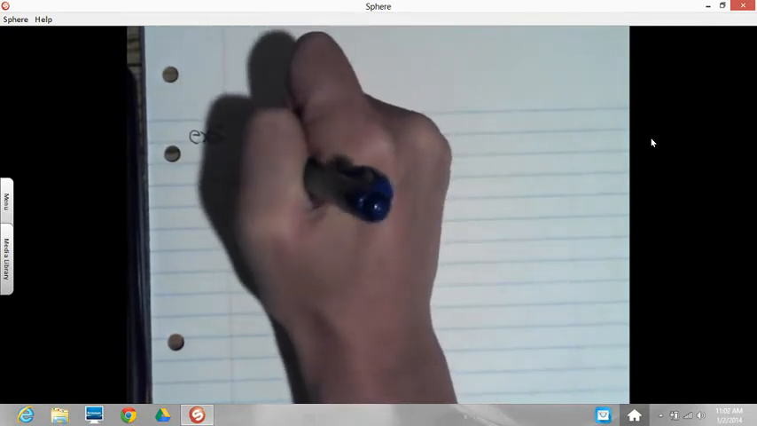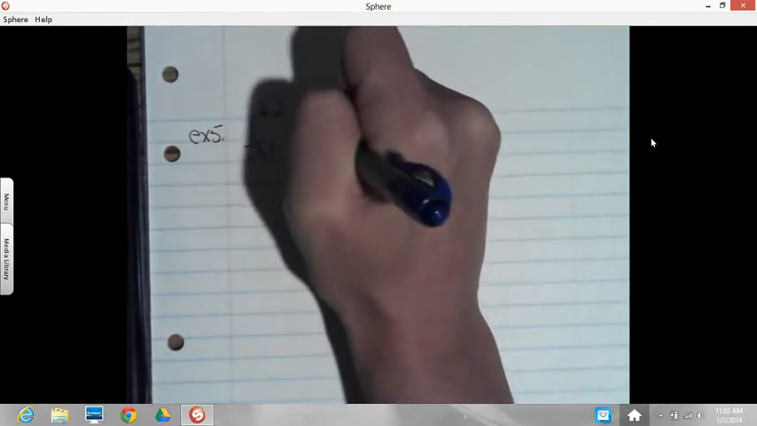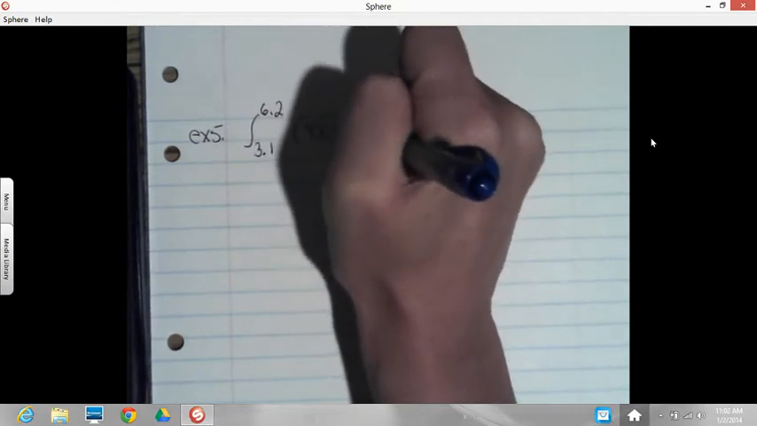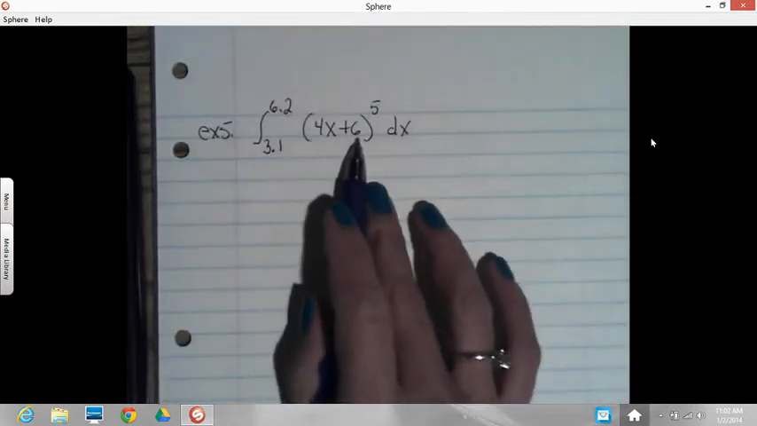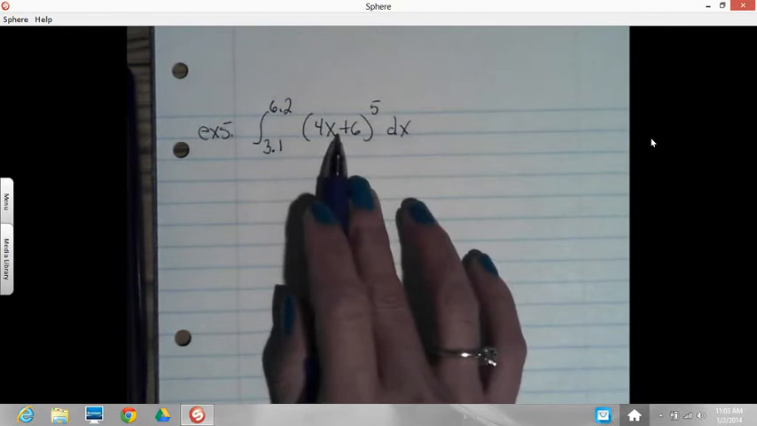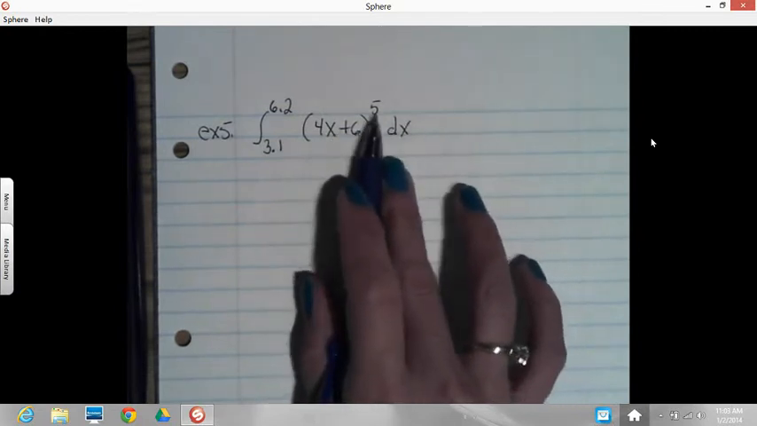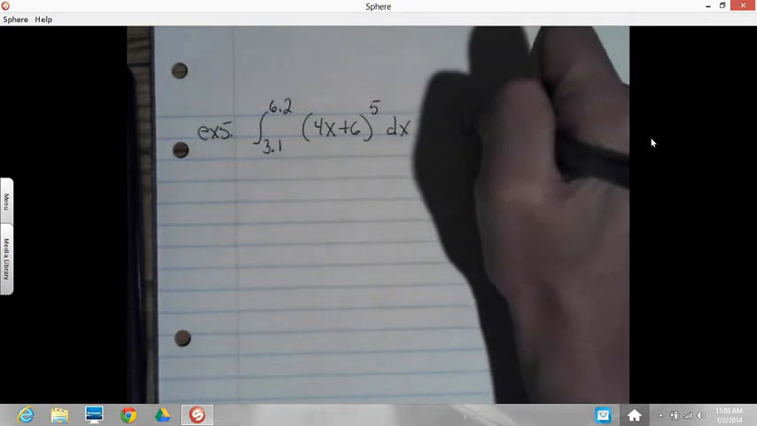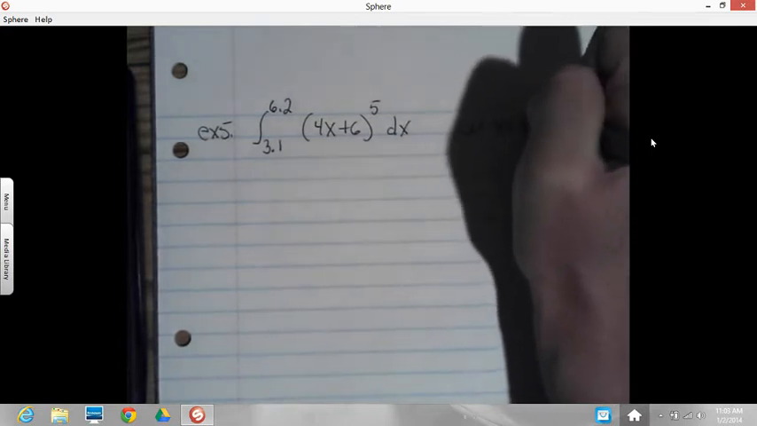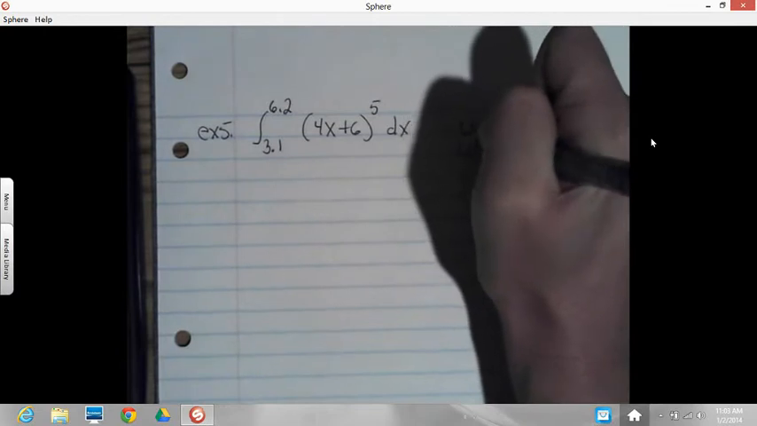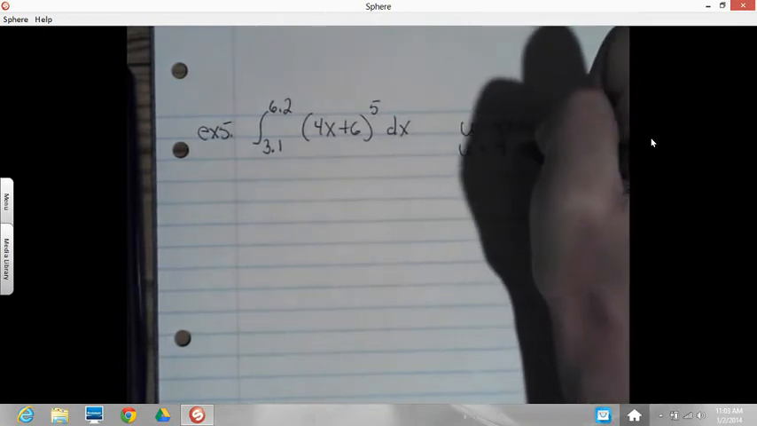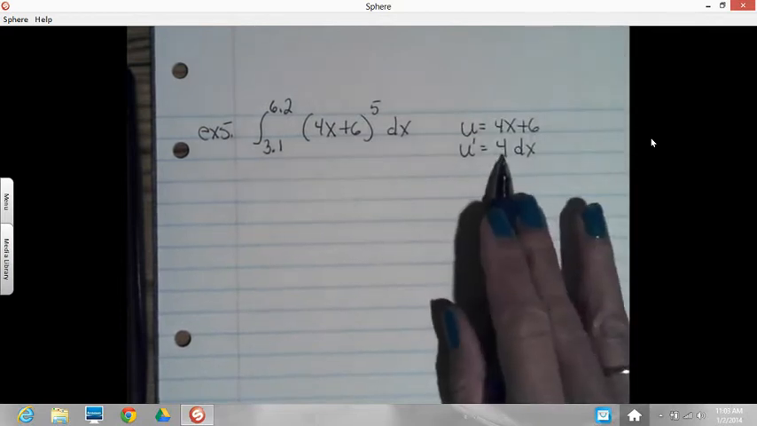Number 5. We are looking at the integral from 3.1 to 6.2 of 4x plus 6 to the 5th dx. Okay, there's definitely an inside here. You have to have the derivative of the inside attached to the dx in order to use the power rule. So this one's pretty simple. You don't need to do this part over here, but I will. The derivative of the inside is a 4 dx. So that tells me I need a 4 attached to the dx before I can do power rule.